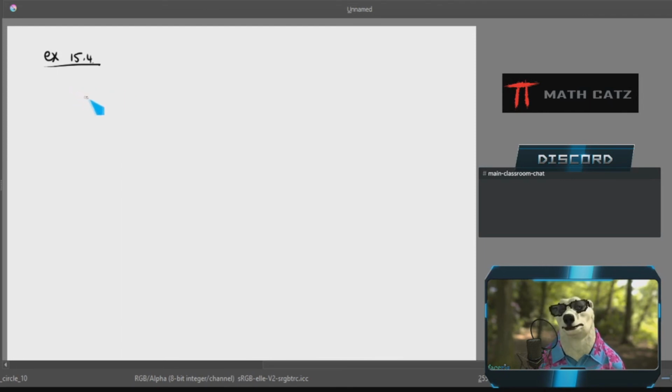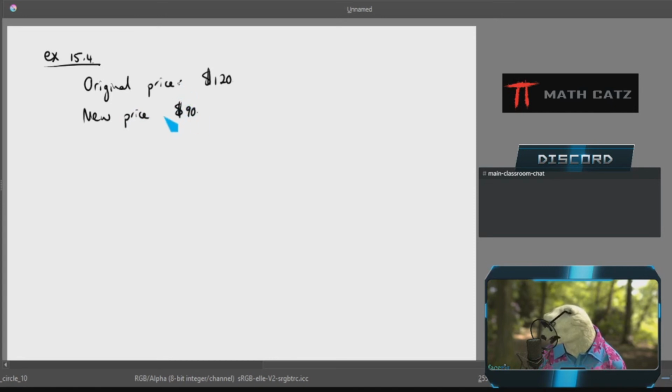examples of word problems. So my original price, I like to list what are the things that they give me. $120 is my original price. They give me the new price or the new amount, that is $90. So it's not always going to be the same. They don't give me a percentage and then ask me to decrease the 120 by that percentage. They give me the answer.